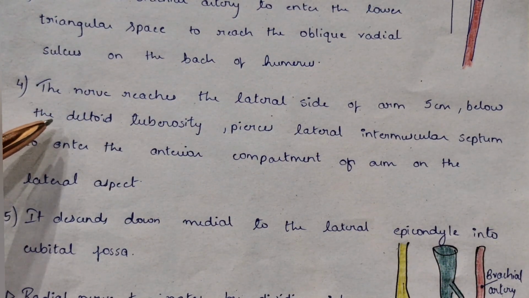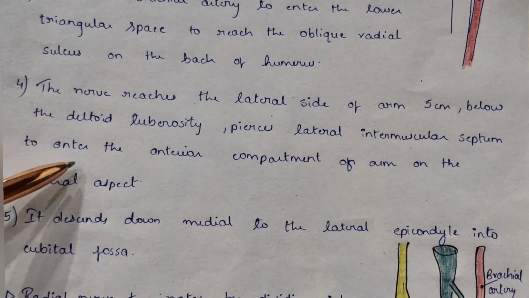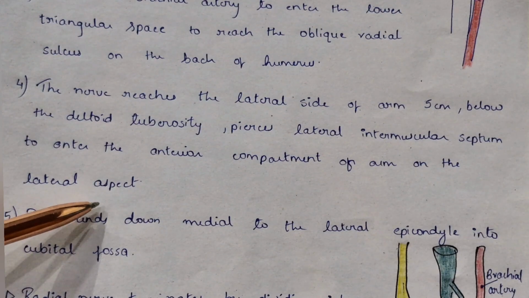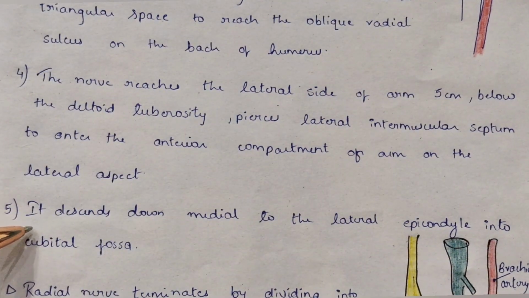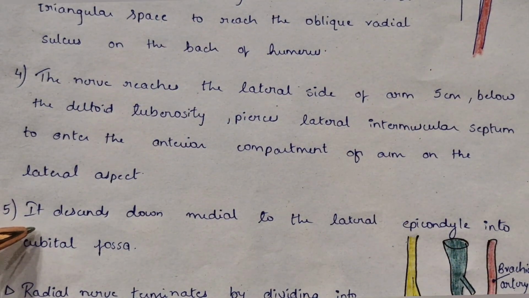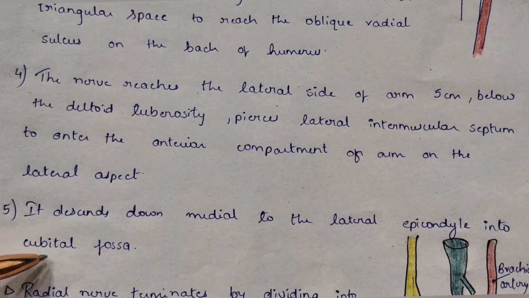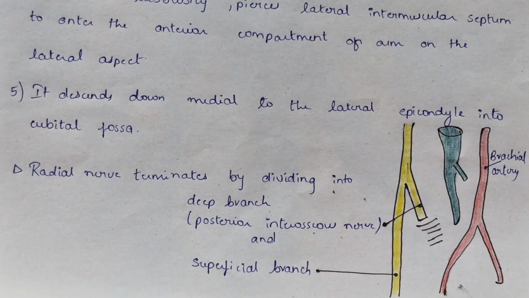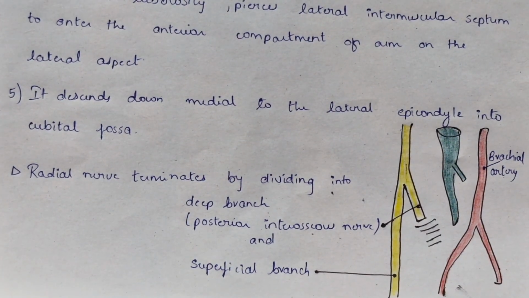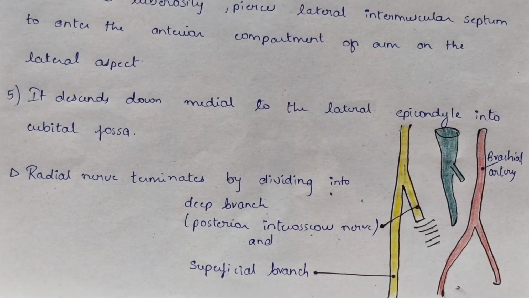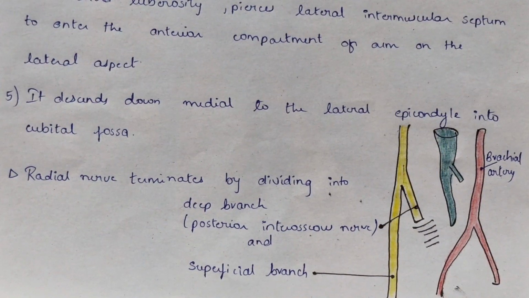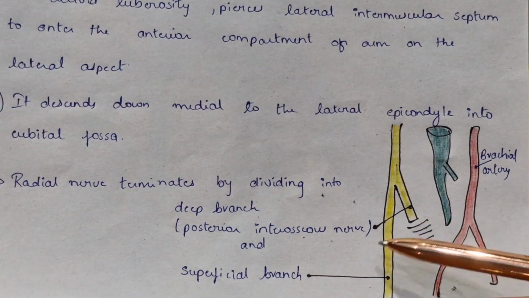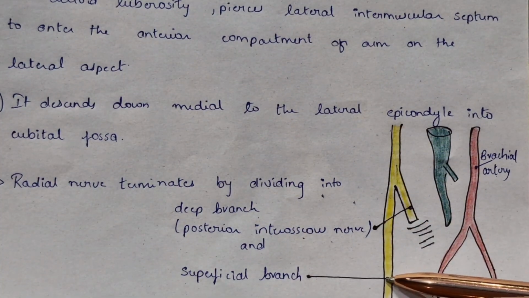It pierces the lateral intermuscular septum to enter the anterior compartment of the arm on the lateral aspect. The radial nerve then descends down medial to the lateral epicondyle into the cubital fossa. The radial nerve terminates by dividing into the deep branch and the superficial branch. The deep branch is also called the posterior interosseous nerve. So this is the deep branch and this is the superficial branch of the radial nerve.